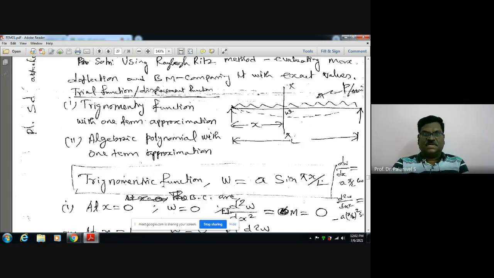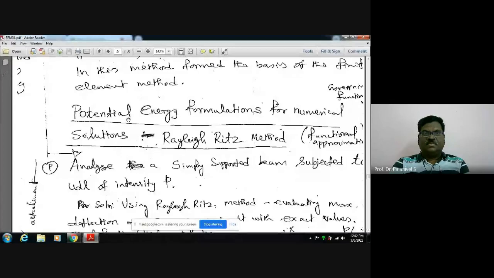Now I will come to the title here. That's why sometimes in the syllabus you find potential energy formulations for numerical solution. Potential energy formulation, that is the energy approach, energy method. Governing functional or functional approximation. These are the words. Okay. The best method is the Rayleigh-Ritz method. Potential energy formulation for numerical solution, Rayleigh-Ritz method.